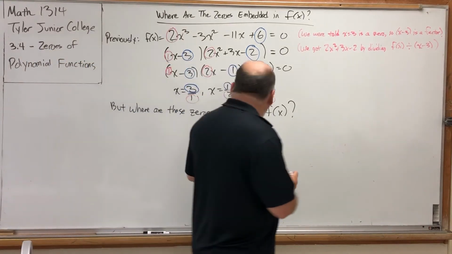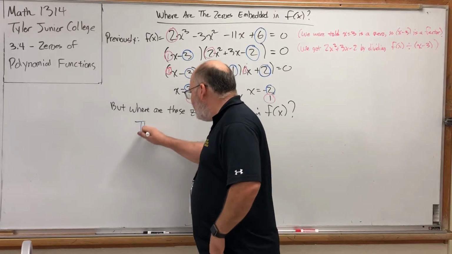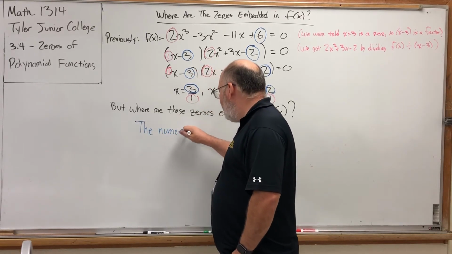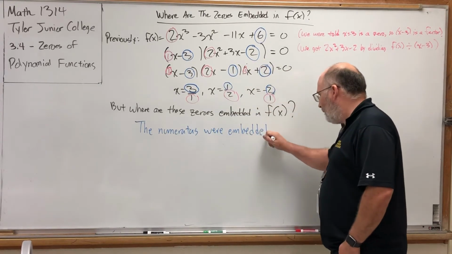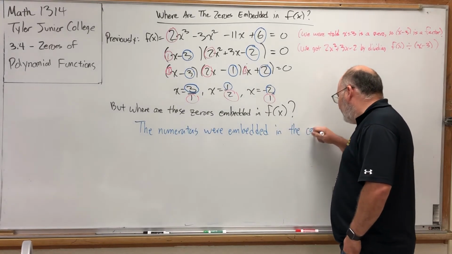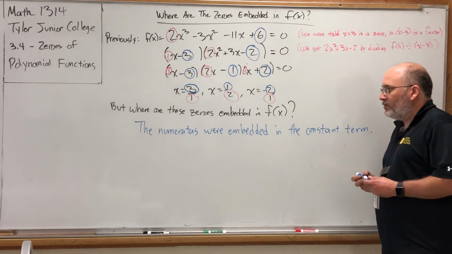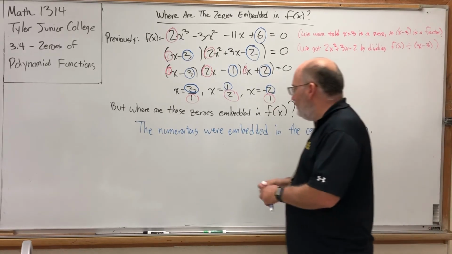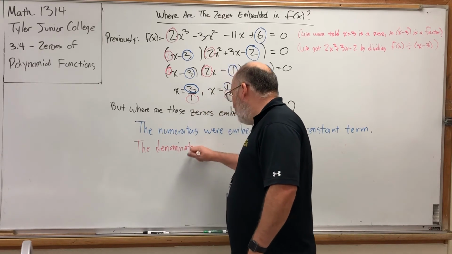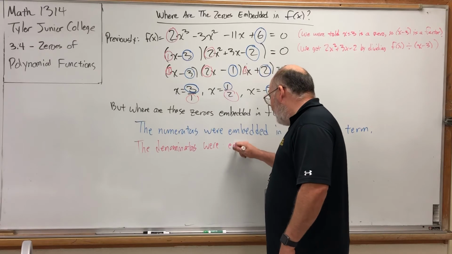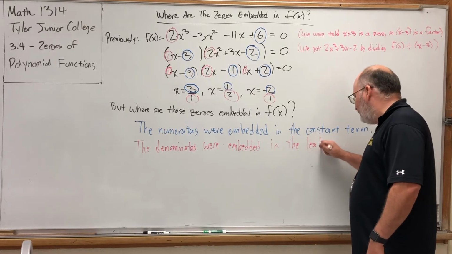So the answer to the question, where are these zeros embedded in f of x? The numerators were embedded in the constant term, the number at the end, and I should have written that. Oh, I did write it in blue. The numerators of our zeros were embedded in the constant term. The denominators were in the leading coefficient.